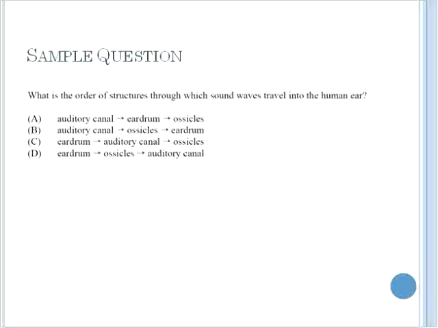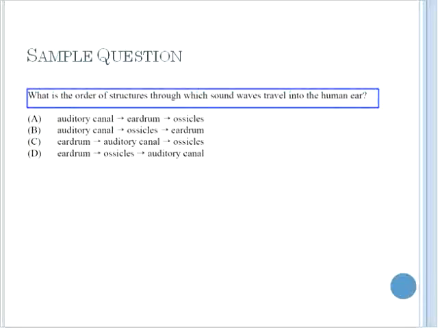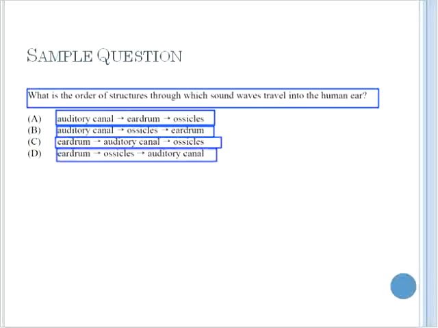You're asked, again, similar to a previous question I showed you, what is the order of structures through which sound waves travel in the human ear? Is it auditory canal, then the eardrum, then the ossicles? Auditory canal, ossicles, eardrum? Eardrum, auditory canal, ossicles? Or eardrum, ossicles, auditory canal? The correct answer is A, auditory canal to eardrum to ossicles.